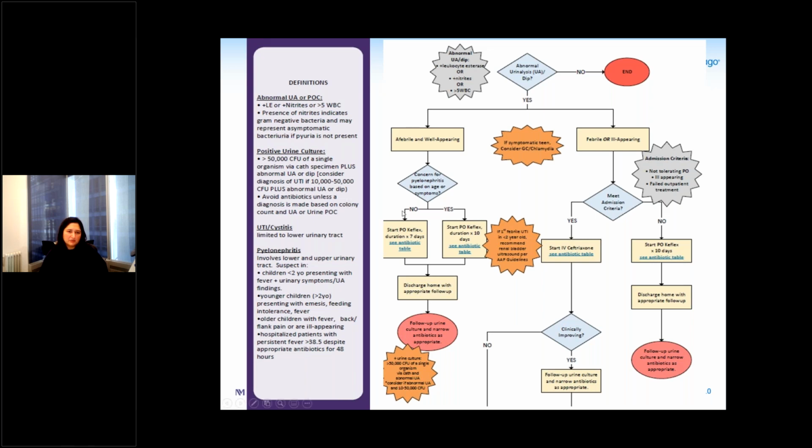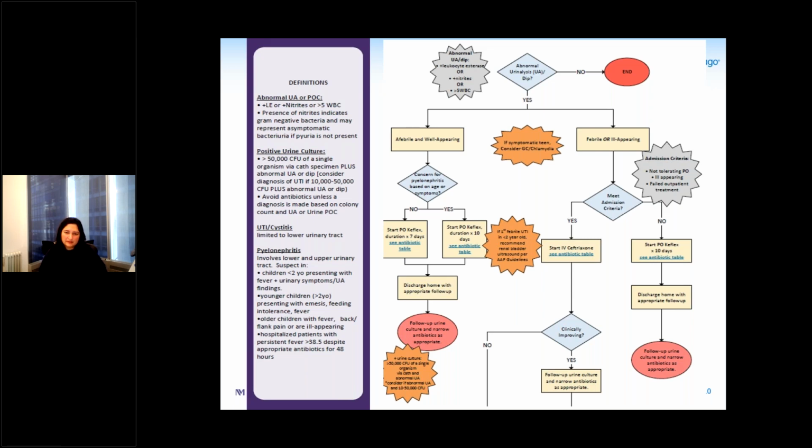Again, make sure the UA is sent and that there is at least some evidence of inflammation on the UA, which could be a positive leukocyte esterase, a positive nitrite, or white blood cells. One important thing: if you have a symptomatic teen, do consider both GC and chlamydia as a cause as well. And according to the AAP guidelines, if it's a first-time febrile UTI in a less than 2-year-old, it is recommended to get a renal bladder ultrasound.